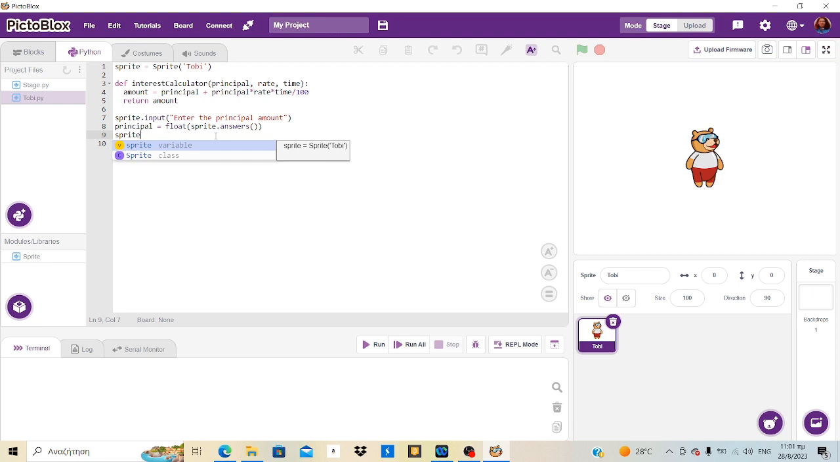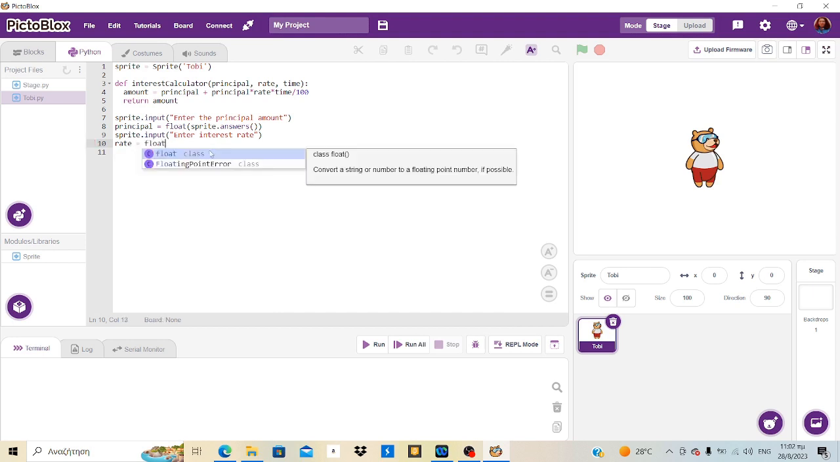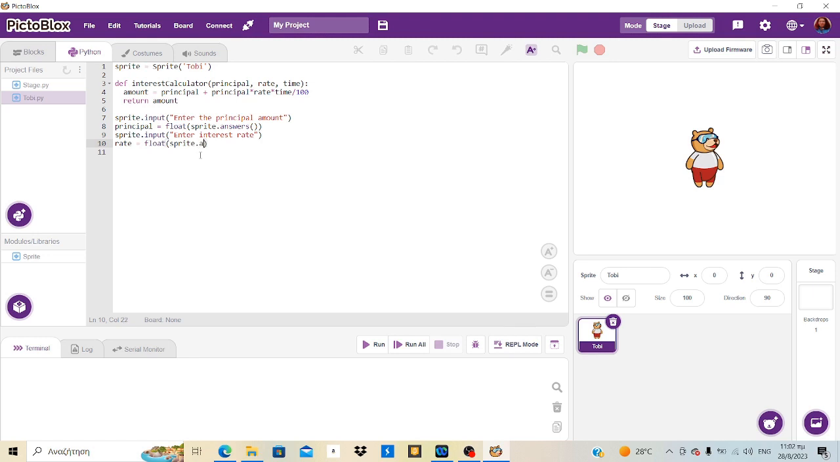Second, sprite input function is enter interest rate. We have to make rate float. So once again, sprite answer function.